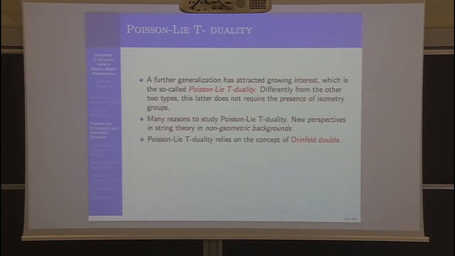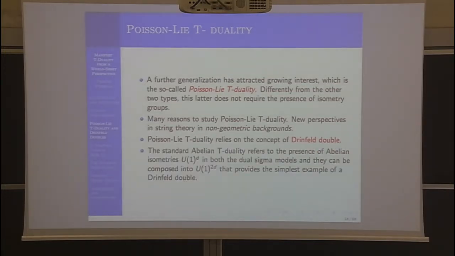And this Poisson-Lie T-duality is not based on isometries, but actually relies on the concept of Drinfeld double. The standard abelian T-duality refers to the presence of abelian isometries U(1)^D in both the dual sigma models, and they can be composed into U(1)^2D. So we can say that this group provides the simplest example of Drinfeld double. I will come back to this point later in the talk.